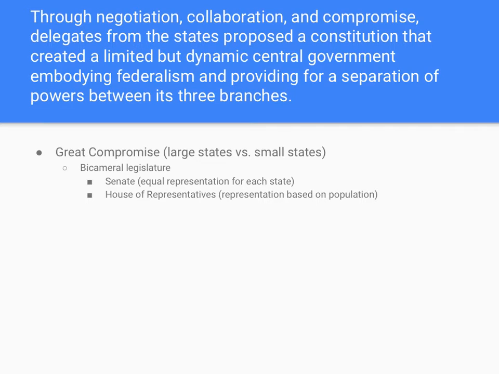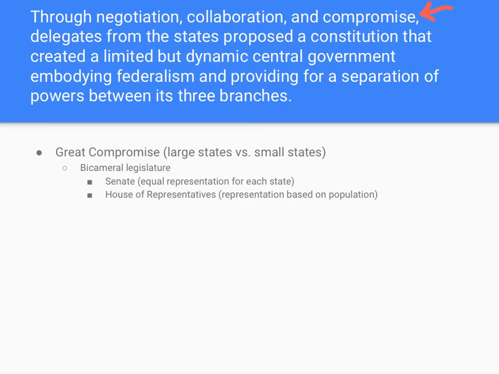Remember that federalism is that separation of powers between the state and federal government. The state and federal government share some powers and also have separate powers. And we talked about the separation of powers between the three branches of government at the federal level: executive, judicial, and legislative. But another key part of this key concept here is the idea that a lot of compromise went into the creation of the Constitution. And this is important when we're talking about constitutional conflicts.